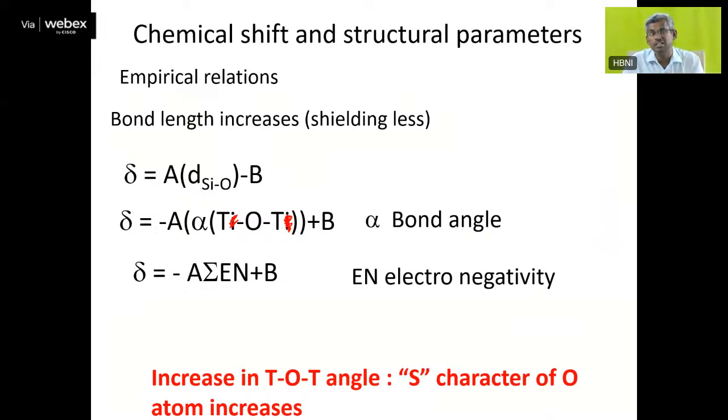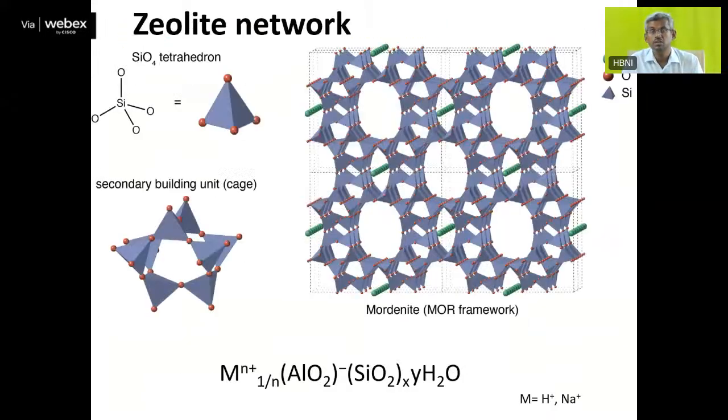It's a silicon tetrahedra. So delta is minus A times alpha, where alpha stands for the angle between the T-O-T. What is T-O-T? T stands for silicon, O stands for oxygen, and again T stands for silicon. You see here, T stands for a tetrahedra. This is a tetrahedra. This is an oxygen. So this is a bridging oxygen. Whatever red color is nothing but a bridging oxygen, and whatever this gray color is nothing but a tetrahedra.